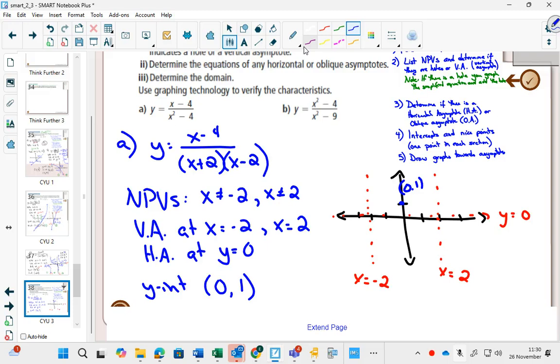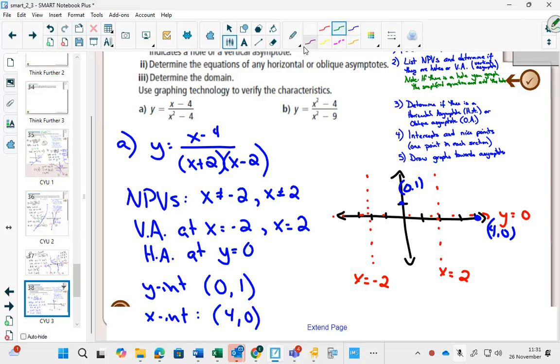Second, x-intercepts. Look at your numerator. Is your numerator ever going to be 0? Yes, at x equals 4. So we would have 4 comma 0. And again, this feels a little bit weird, but it can happen. You have a point on your asymptote. So we have a point at 4 comma 0, and that is our only x-intercept.